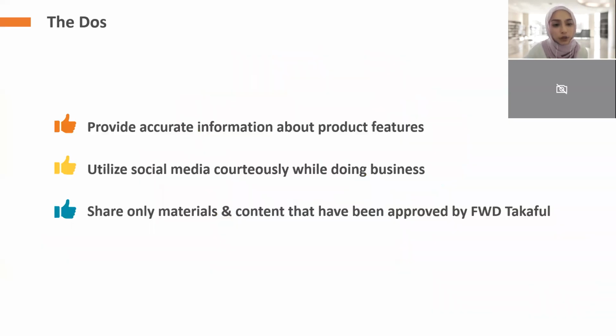Okay, so here are some quick do's and don'ts. First of all, do make sure that you provide accurate information about our products. Use social media courteously and ethically when you're doing your business. Only share materials and content that have been approved by FWD, which means make sure that whatever content you're showing aligns with FWD policies, and the information in the content is accurate. So you can always fact check this by going through our content. We share so much information. You can always use this as a guideline.